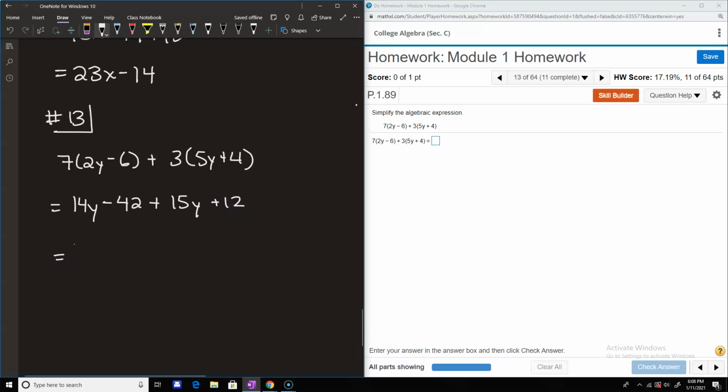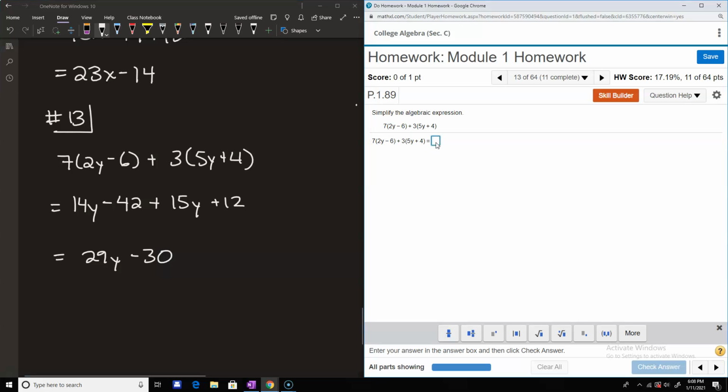So we have two sets of like terms, the 14y and the 15y. So 14 plus 15 is 29y. And then we also have minus 42 and 12, the regular numbers. They don't have any variables with them. So negative 42 plus 12 comes out to negative 30. So that's our fully simplified algebraic expression, 29y minus 30.